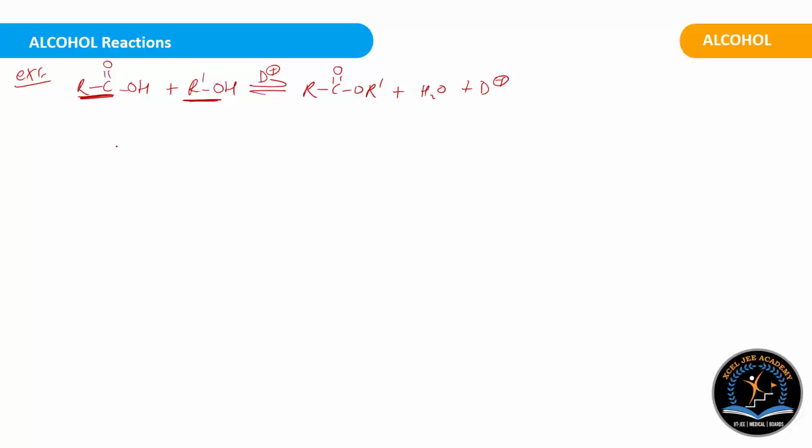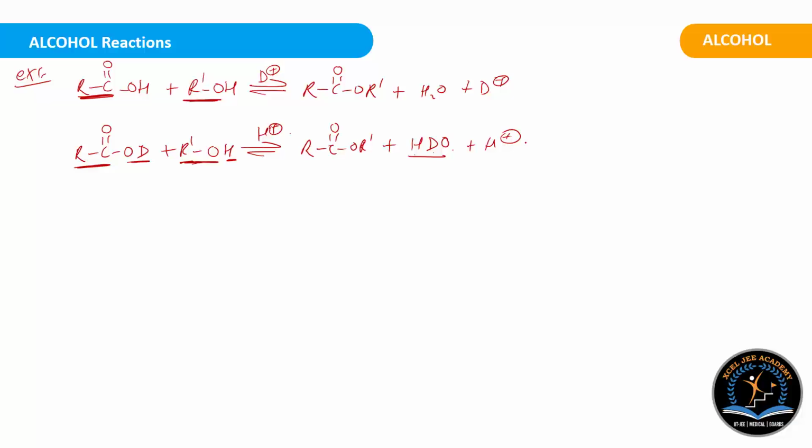Another one, that is RC double bond OD, and with that we have R'OH. Now it can be asked what will be the product in this case. So this RCO combines with this R', and this OD will combine with this hydrogen. So it is RC double bond OR', and instead of H2O we will have HDO, hydrogen deuterium combined with oxygen. Along with that, H plus will be there. So this is a kind of question which can be asked, that what will be the final product in this case.